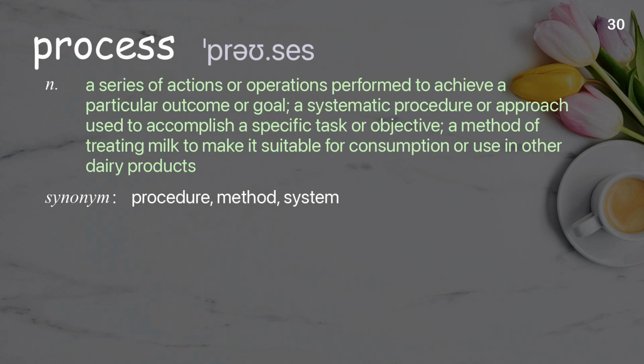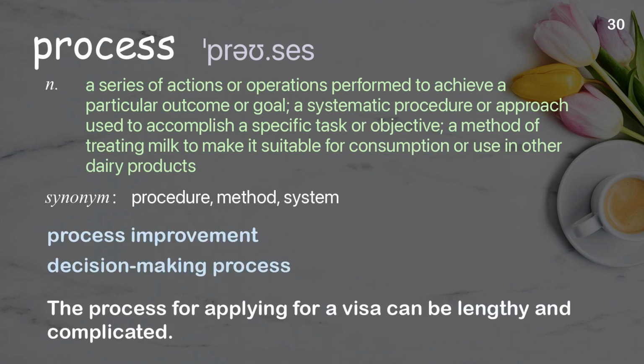Process. A series of actions or operations performed to achieve a particular outcome or goal, a systematic procedure or approach used to accomplish a specific task or objective, a method of treating milk to make it suitable for consumption or use in other dairy products. Examples: Process improvement, decision-making process. The process for applying for a visa can be lengthy and complicated.